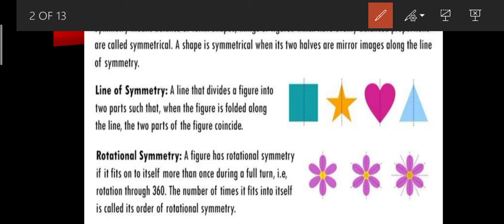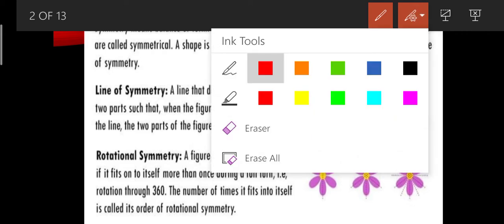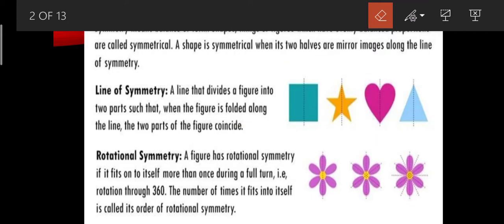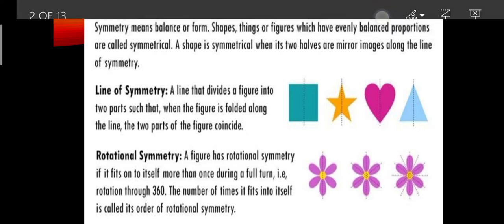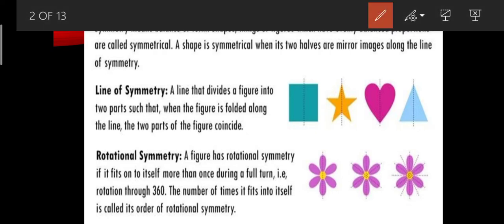Now, a line of symmetry divides a figure into two equal parts. So this is a line of symmetry which is dividing this half and this half equally, that is, the left half and right half equally, right? So this is called a line of symmetry. Here also this line is a line of symmetry because it is dividing this star into two equal halves. This is also a line of symmetry because it is dividing the heart into two equal halves. This is also a line of symmetry which is dividing a triangle into two equal halves.